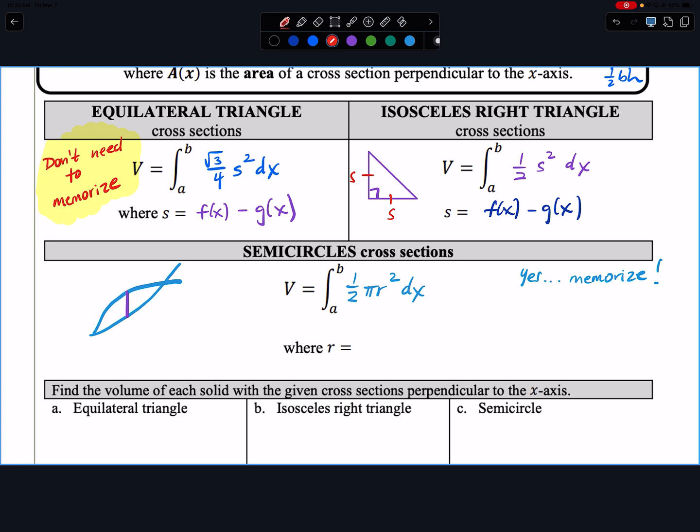if your function looks something like this, remember the cross section, this is going to be like the center of your semicircle. Does that make sense? So do you guys agree this distance right here is f of x minus g of x? Right? But because the radius is half of that, it's going to be f of x minus g of x, and we have to cut that in half.